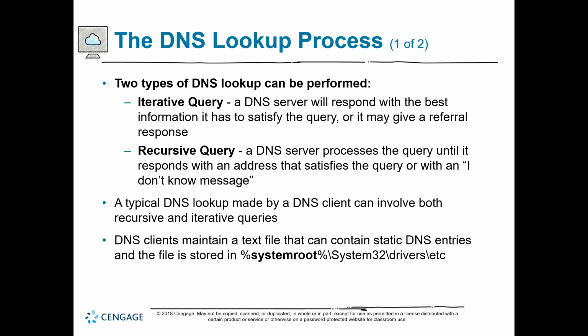Two types of DNS lookup can be performed. Iterative query: a DNS server will respond with the best information it has to satisfy the query, or it may give a referral response. And then there's a recursive query: a DNS server processes the query until it responds with an address that satisfies the query, or with an I don't know message. A typical DNS lookup made by a DNS client can involve both recursive and iterative queries.